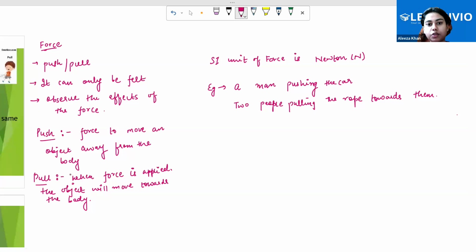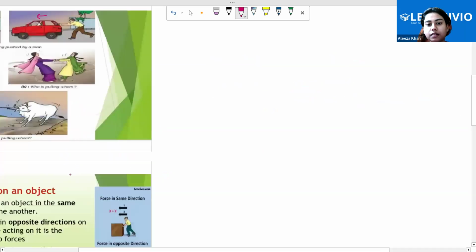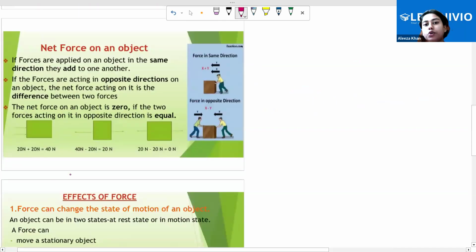Should I move on to the next topic? Yes, ma'am. Okay. Now, what do you mean by the net force on the object? Any idea what is net force? Uh, no. Net something which is total force. Okay. Total force which is being applied onto the object by the other body.